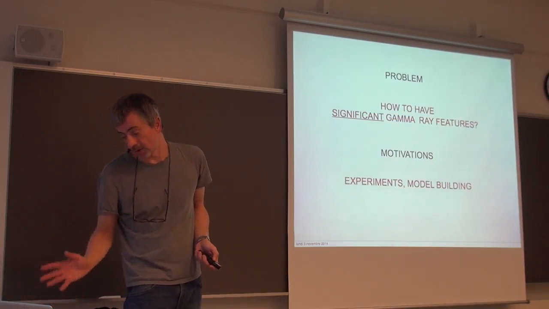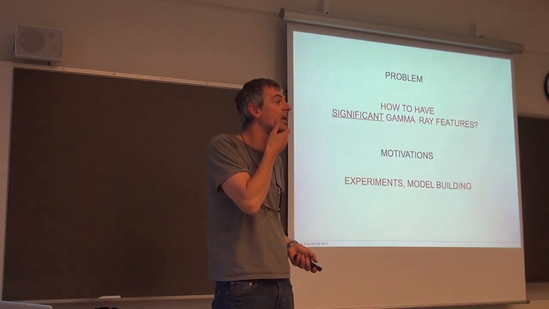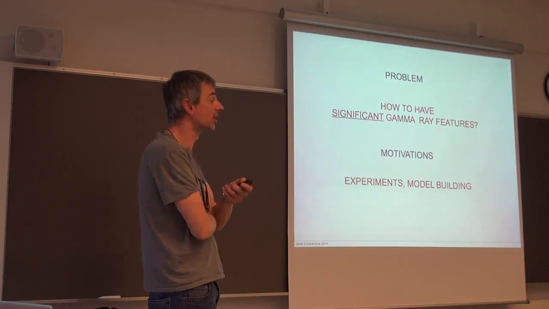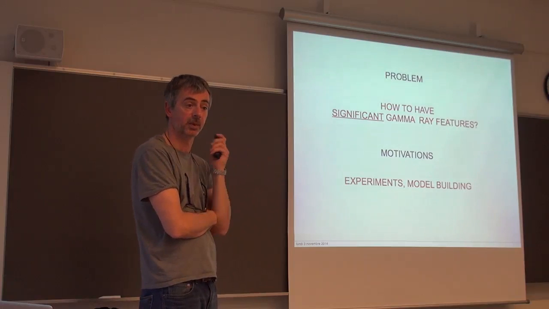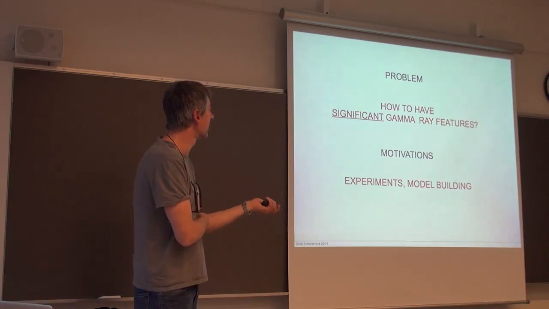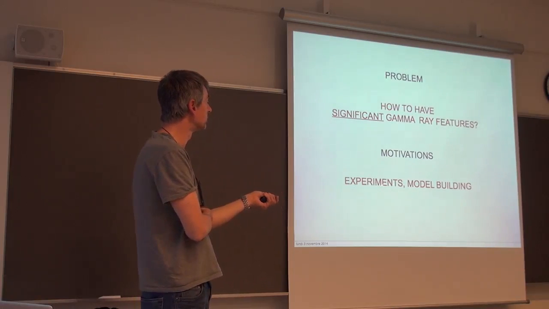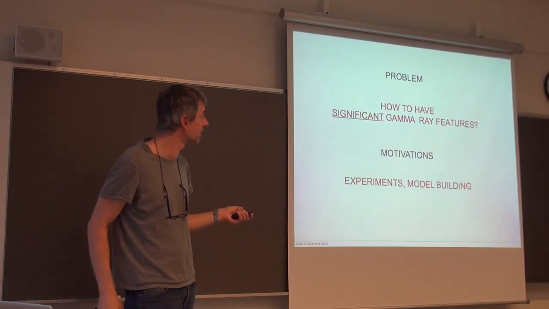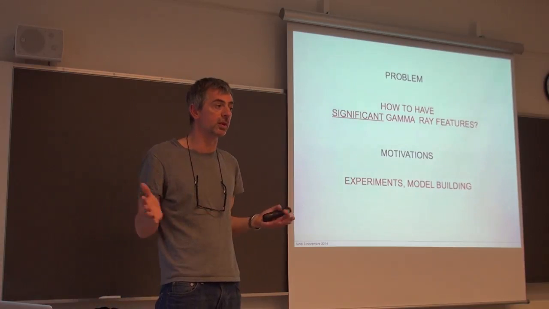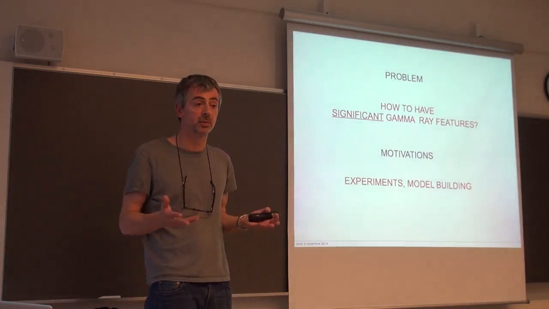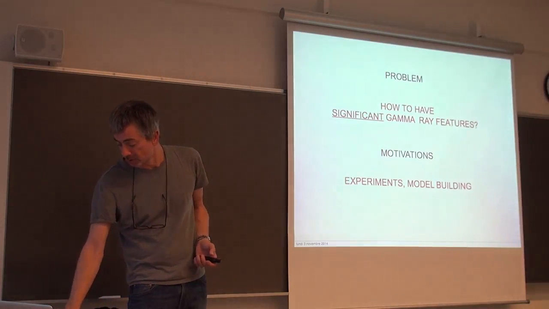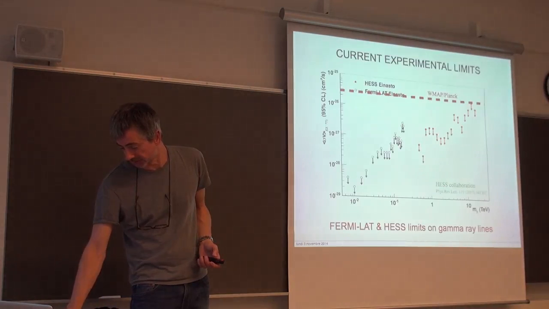So one of the issues that you may be confronted with is how to actually have a significant gamma ray feature. Can you get that? The motivation is various. It may be related to the fact that you have experiments looking for this kind of signature, or just because you want to know what particle candidates can do in a specific model, etc. So it's part of the toolbox of particle theorists.